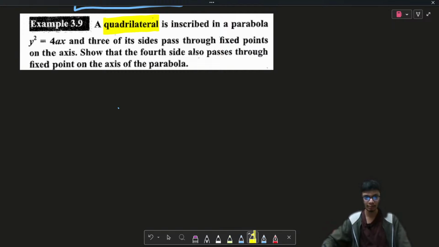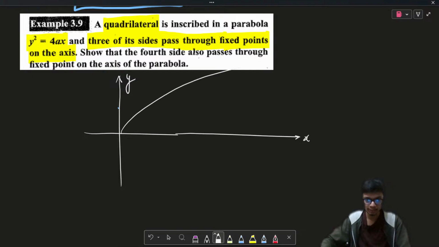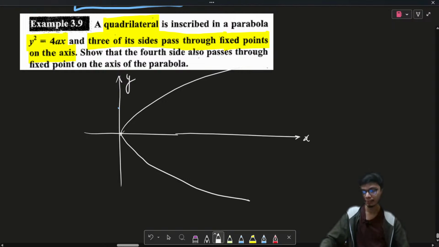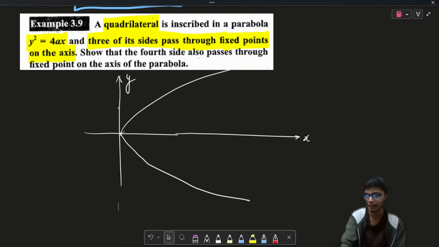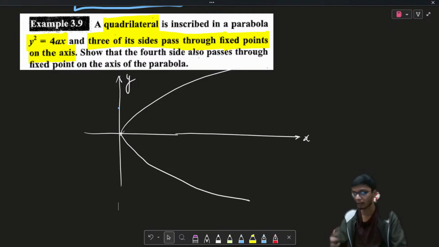A quadrilateral is inscribed inside a parabola, the standard parabola, such that three of its sides pass through fixed points on the axis. You have to show that the fourth side also passes through a fixed point on the axis of the parabola, right? Let us try to draw the parabola first of all. This is my x and y axis, and the parabola is something like this. What we have to prove is that the fourth side is actually passing through a fixed point on the axis, right?